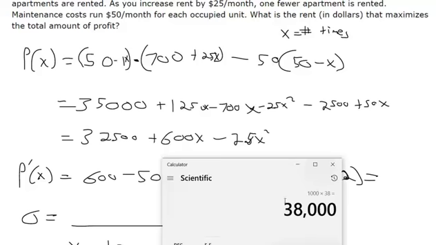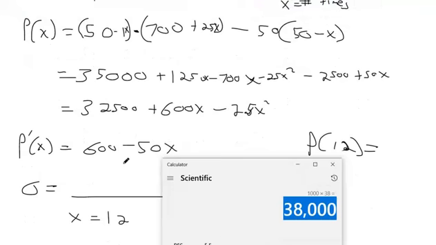Okay, so 38,000 on the left. Actually, it'd be easier to plug it in down here, huh? In the function. 600 times 12 minus that, plus 325. So I got 36,100.